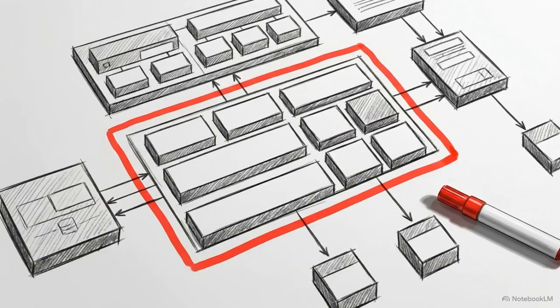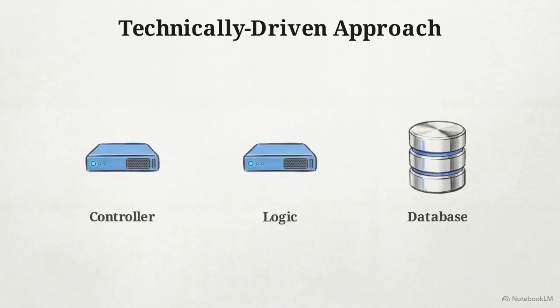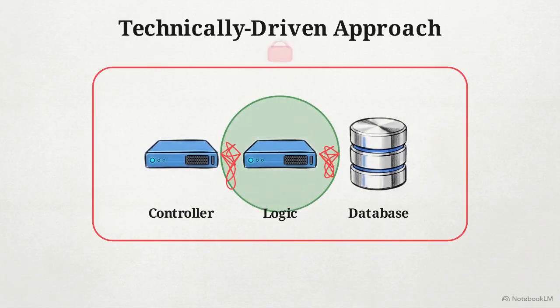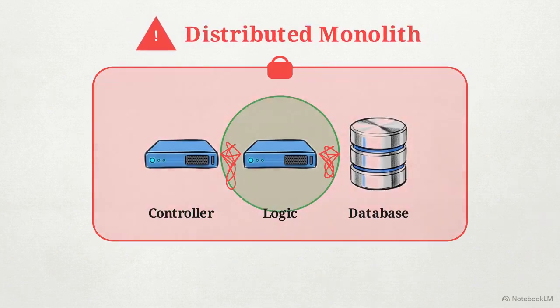The absolute first step in building a microservices architecture is defining the service boundary. A boundary dictates what a service owns, and more importantly, what it does not. This illustrates a technically driven approach. The system is separated by function: controller, logic, and database. Because these layers rely on each other, they are tightly coupled. A change in the logic service forces a coordinated deployment across the others.